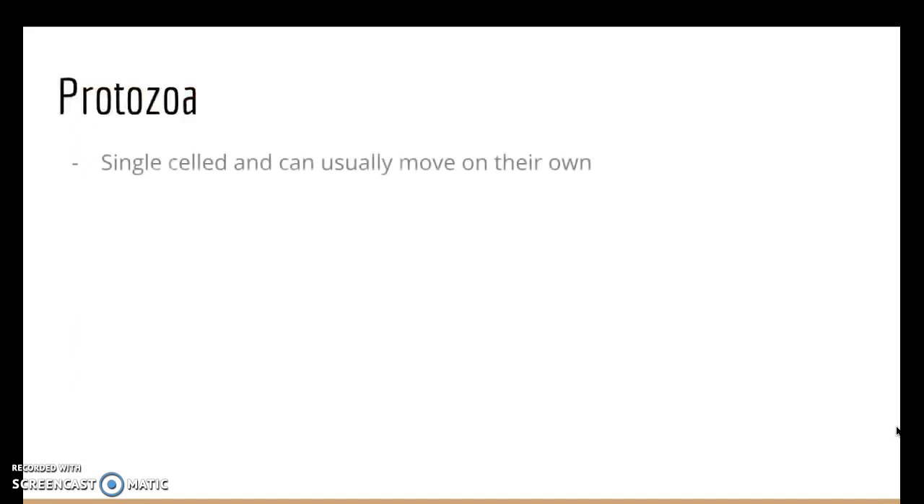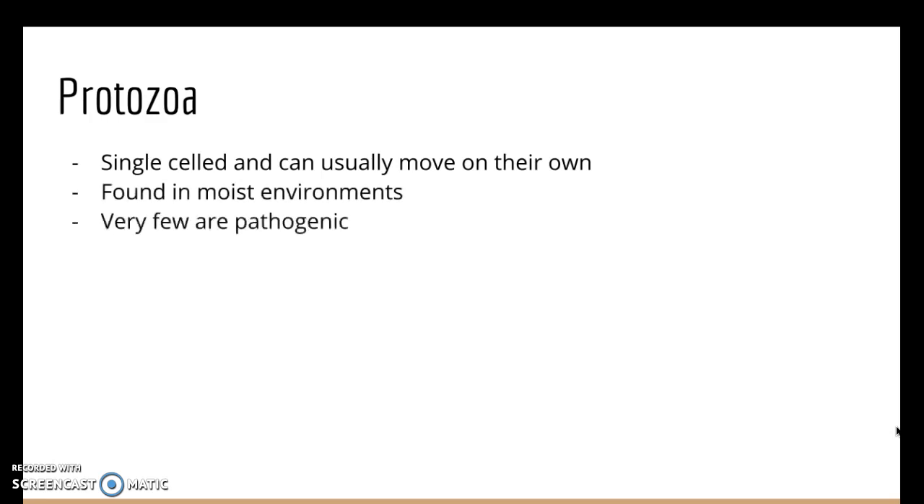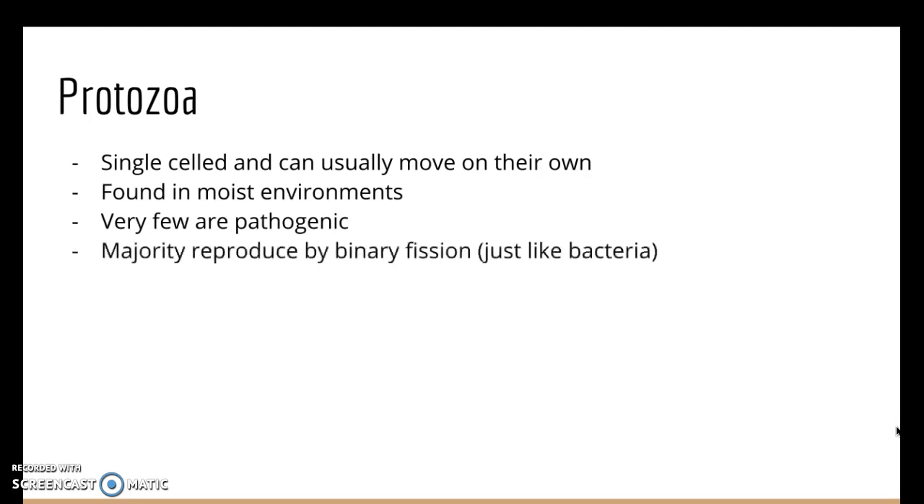All right, protozoa. These are single-celled and can usually move on their own. If you think about it, fungi are our only multicellular ones. Everything else is single-celled. Protozoa have a way to move. They're found in very moist environments, so where there's a lot of water present. And very few are pathogenic. Some are, but very few of them. A majority of protozoa reproduce by binary fission, just like bacteria, where one parent cell splits into two identical daughter cells.